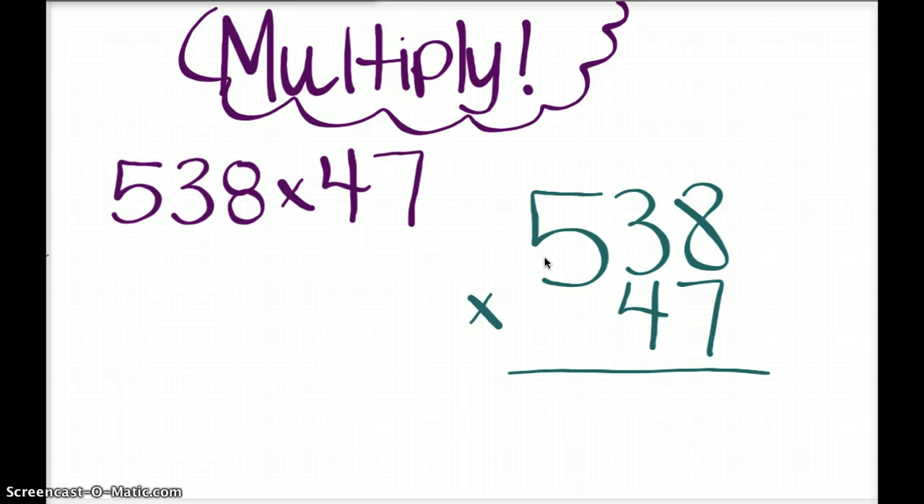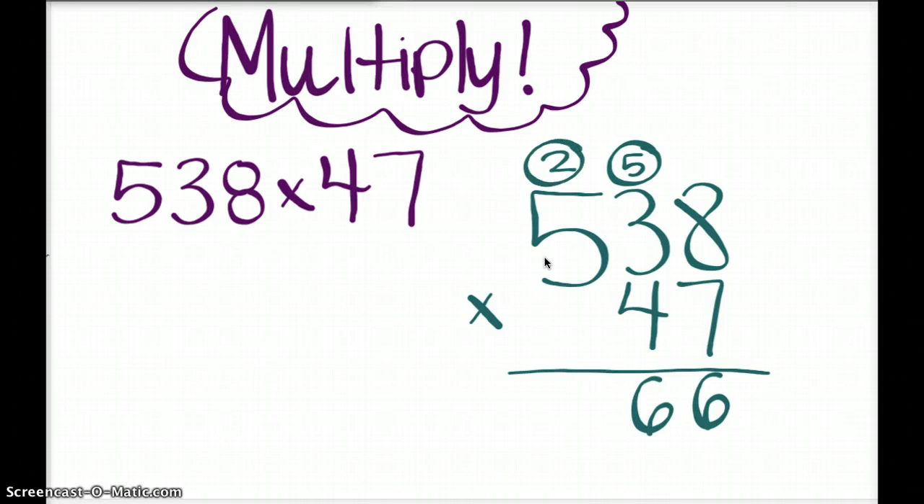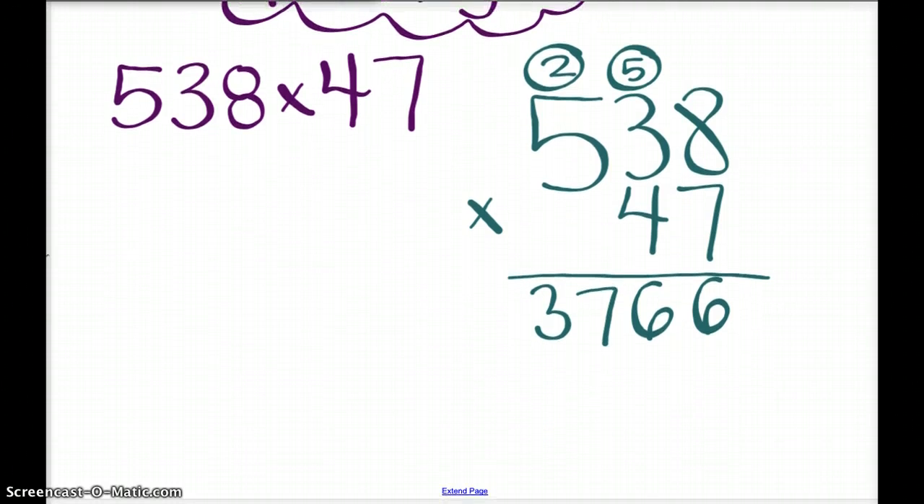You're going to go 7 times 8 is 56. You're going to put the 6 down, carry the 5 up. 7 times 3 is 21, plus 5 is 26. Put the 6 down, carry the 2. 7 times 5 is 35, plus 2 is 37. Then we are moving over to our 10. So Abby, what do I need to fill in there?